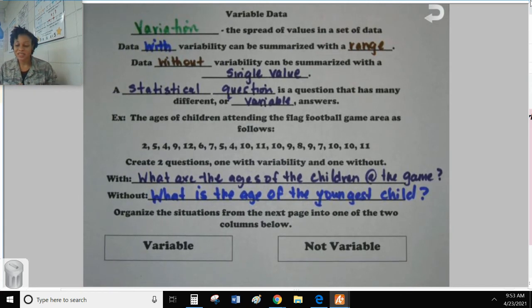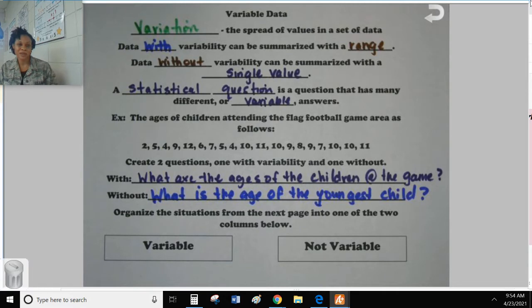Today we're looking at TEK 16.13b that says, I can distinguish between situations that yield data with or without variability. So variation is the spread of values in a set of data. Data with variability can be summarized with a range. Data without variability can be summarized with a single value.